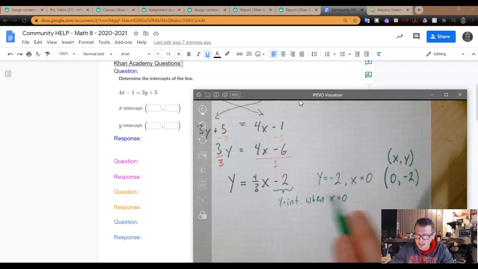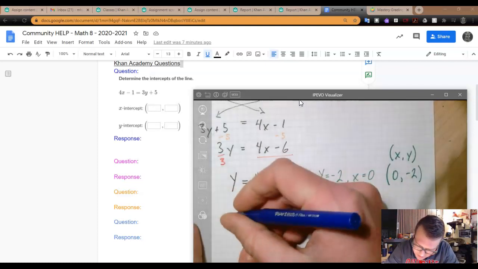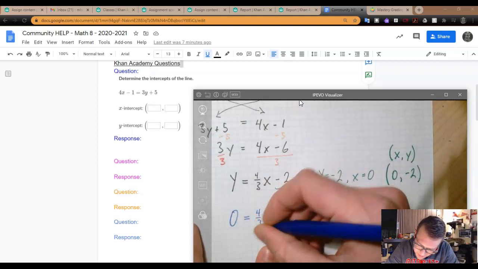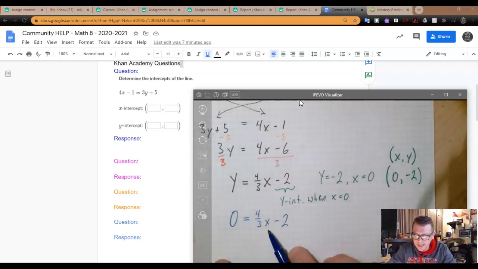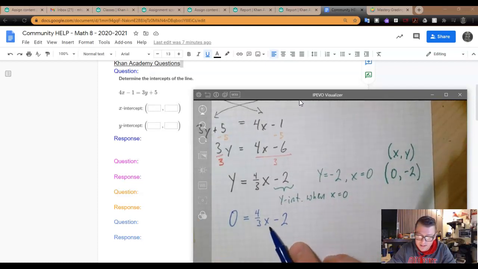So if we made x 0 to find the y-intercept, we do the opposite to find the x-intercept. So instead of making x 0, let's make y 0, and I'm going to change colors. Let's say blue. It's snowy outside today. So if we say 0 is equal to 4/3 x minus 2, what we're saying is what x value makes this true? That x value will be our x-intercept.